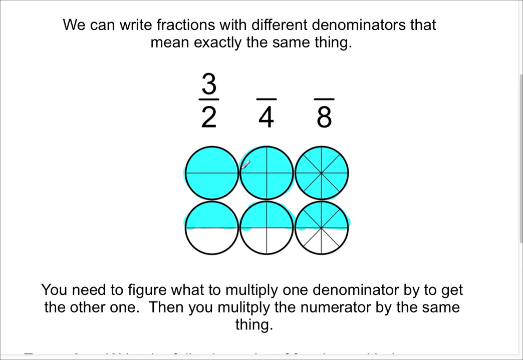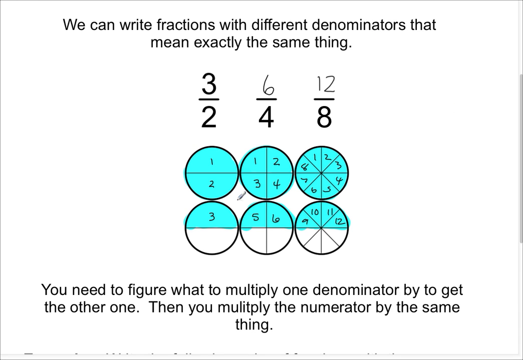So what do we look at here? How many pieces do we have here? Well, we shaded in 3. 1, 2, 3. In here, how many pieces are shaded in? 1, 2, 3, 4, 5, 6. So that means that we have 6 quarters. And if we take a look at it, 1, 2, 3, 4, 5, 6, 7, 8, 9, 10, 11, 12. We've got 12 eighths.